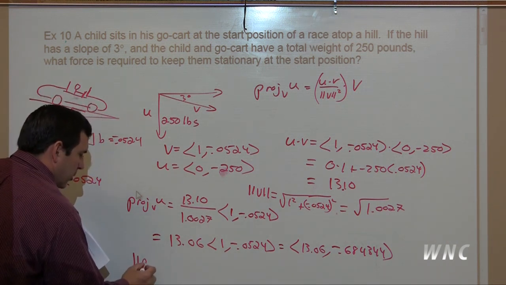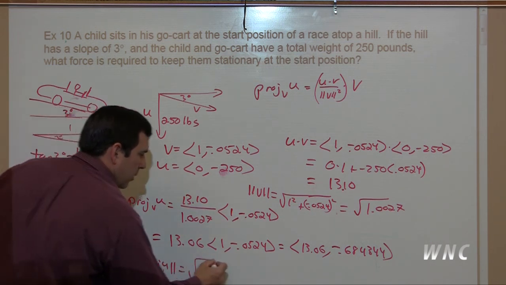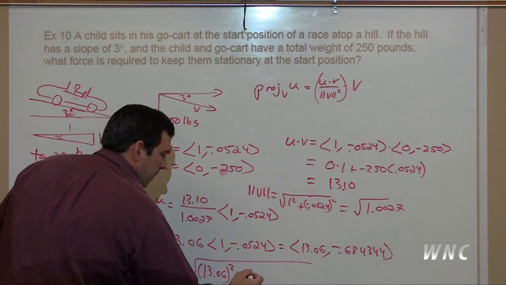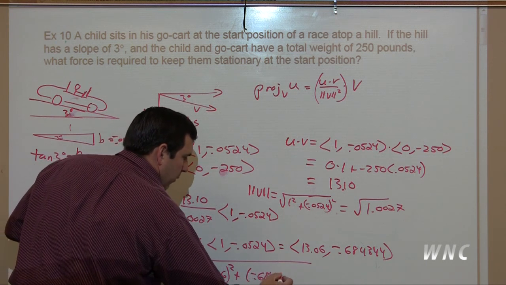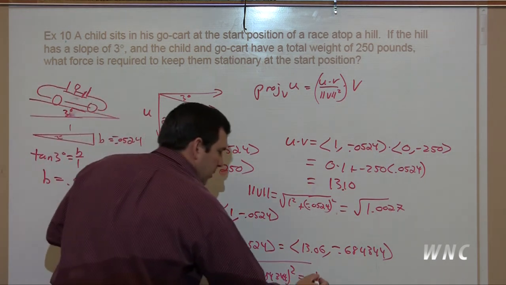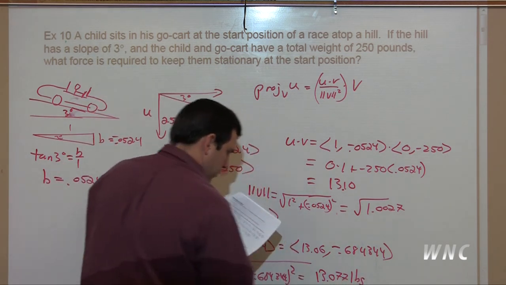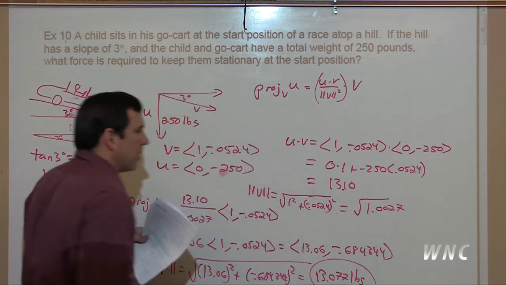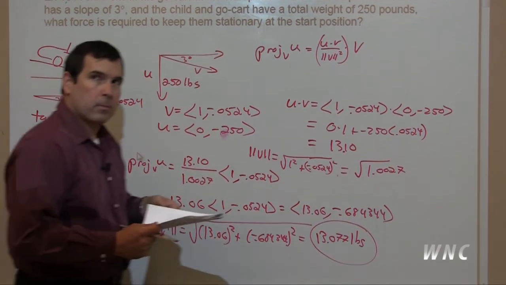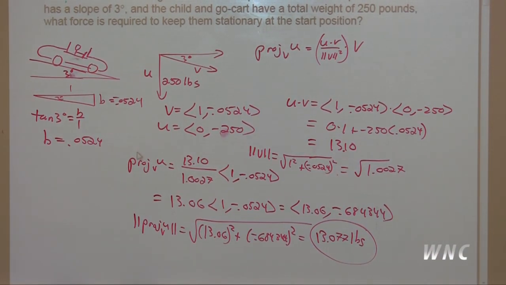So the magnitude of our projection of u onto v is going to be the square root of 13.06 squared plus negative 0.684344 squared. So that's 13.077 pounds. Okay. That's the force you need to keep it, to hold it back from sliding down the hill. Okay, let's go on to the last one then. Feel free to pause on that.